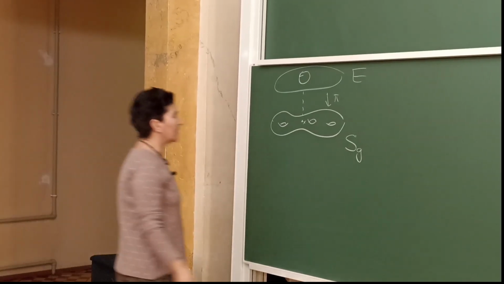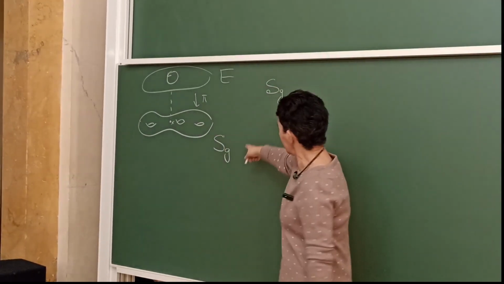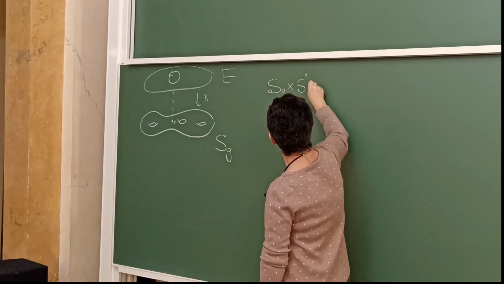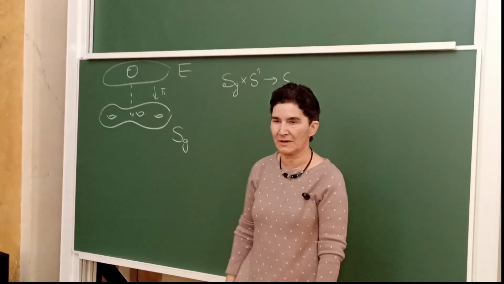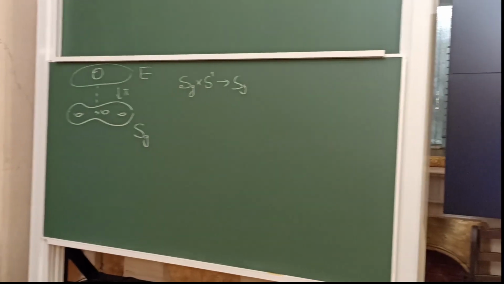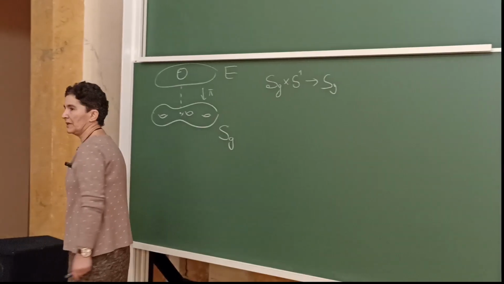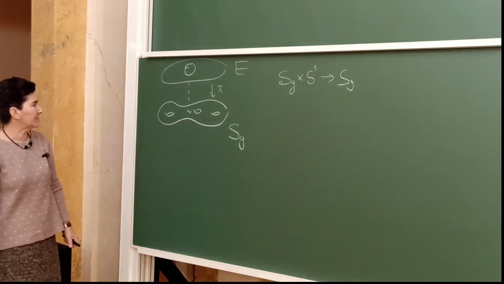Let me give an example, a simple one. If you take the base S_G and multiply it by S^1, then of course we have something which is called the trivial fiber bundle. But there also exist non-trivial fiber bundles, and all of them can be obtained from the trivial one via the following procedure.